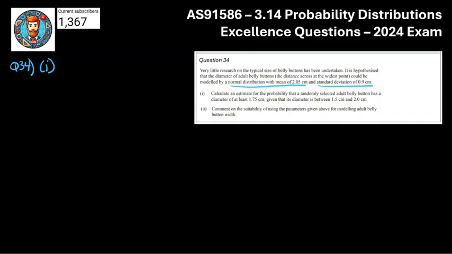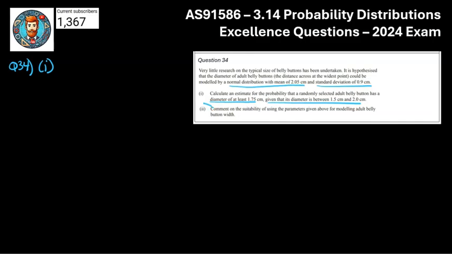Estimate the probability that a randomly selected adult has a diameter of at least this number, given they have a diameter between 1.5 and 2. And then once you've done that, part I asks you to comment on the suitability of the parameters that you've used. So we'll get to that last bit there. Let's focus on I first. Let's get all the maths and the numbers done.